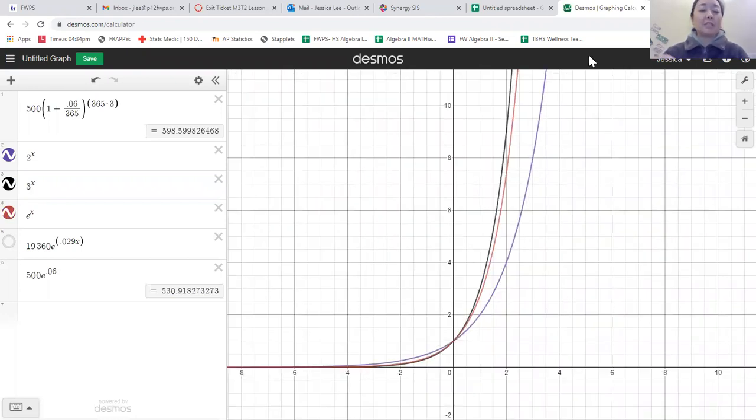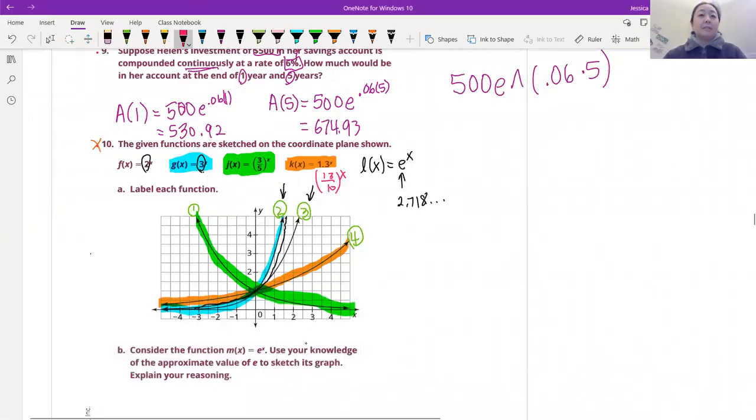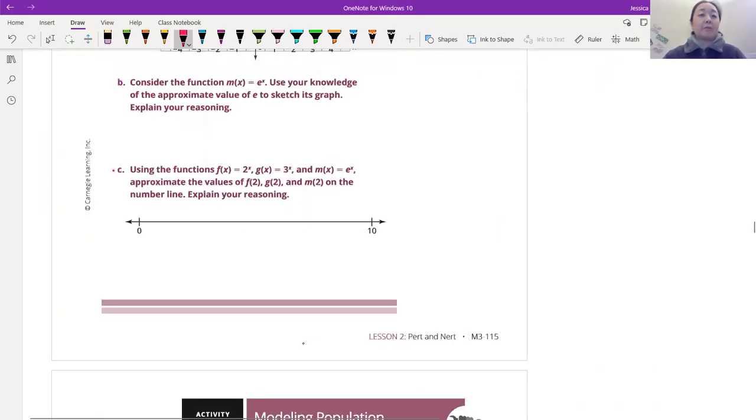Exactly what we said. So just to show you that e is just a number, we can literally graph it. This is what it looks like. It's in between the 2 and the 3. All right, so there we go. We're going to move on just a little bit here.